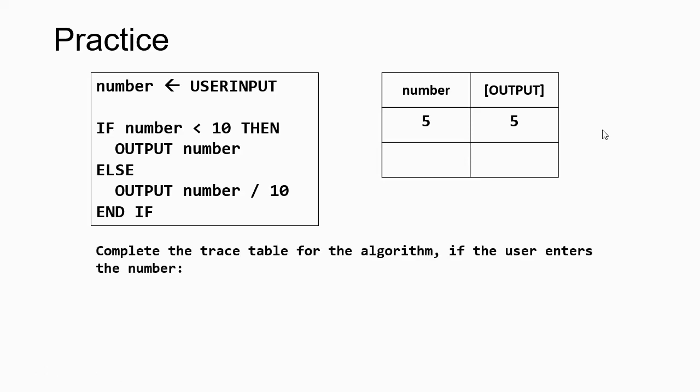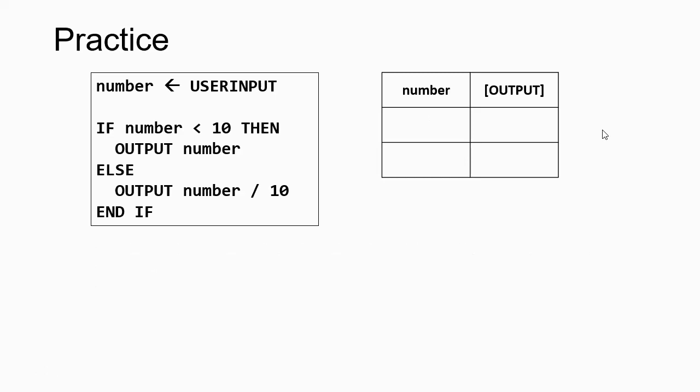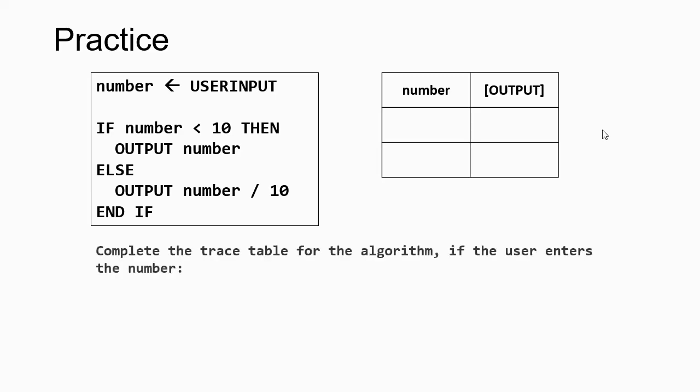Okay, so have a go with the same code, exactly the same code, same trace table, but this time what happens if the user enters the number 26. So again, pause the video, and then once you've had a go, then you can press play and we'll see if we've got the same answers.